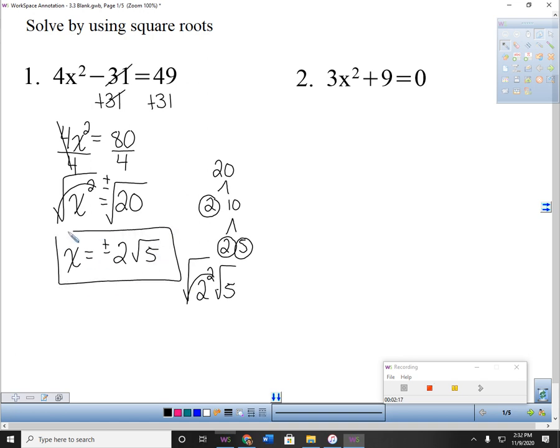And those are my 2 answers. I have 2 answers on all of these, and I know that because my biggest power is 2. All right? So I have 2 answers on all of these because they're quadratic, and quadratics have an exponent of 2.